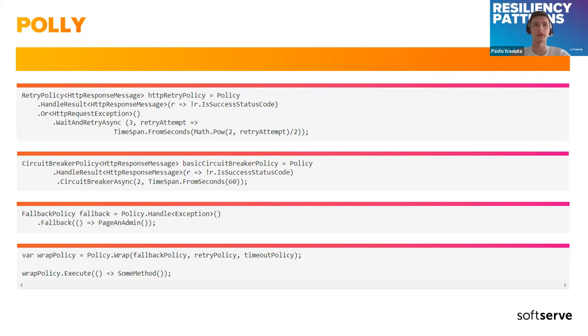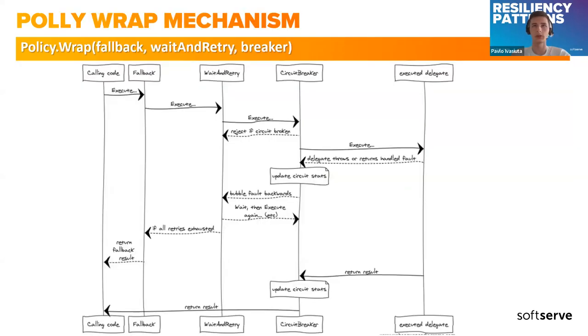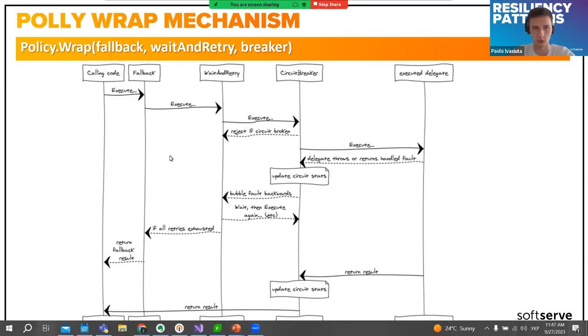You can not only specify instructions for different policies, but also wrap them together and use them as one policy. But with wrapping, you might face some issues because the order in which you wrap your policies is very important. I will show it a bit in my demo, and it will probably be understandable enough how to use wrapping in Polly. So let's move to the demo.